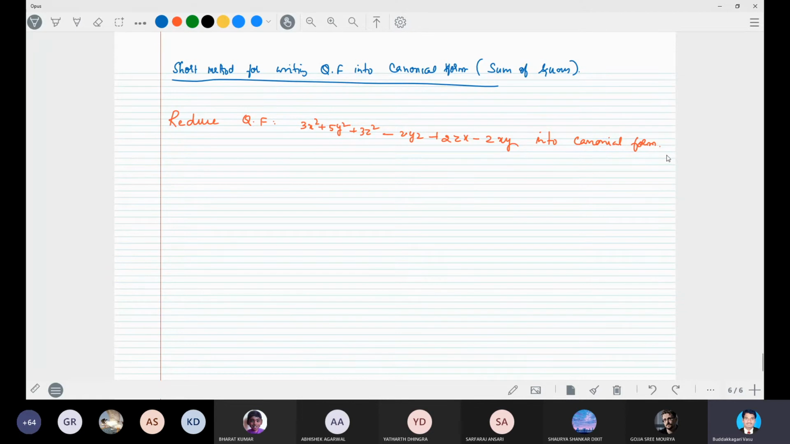If you want to follow the orthogonal transformation, you can follow the previous method. Now in this method, you directly try to write down the sum of squares. You group the given quadratic form, which is equal to 3x square. First you need to write it down.